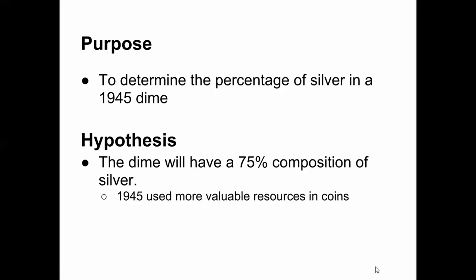The main purpose of the experiment is to calculate the percent silver of a 1945 dime, and before looking at the actual composition, we predicted that the percent composition will be about 75%, because in past decades, coins had a higher content of valuable materials in them.